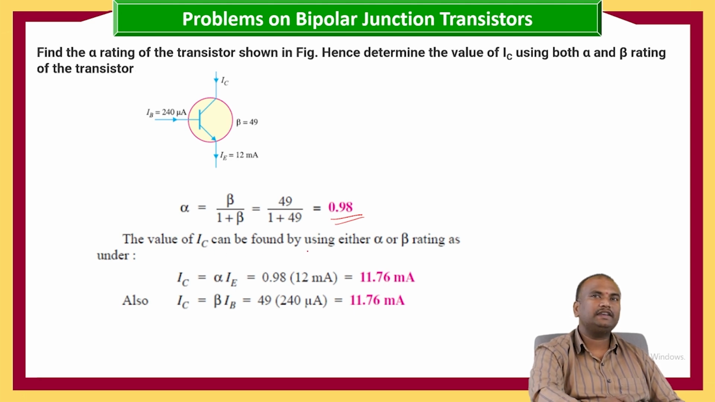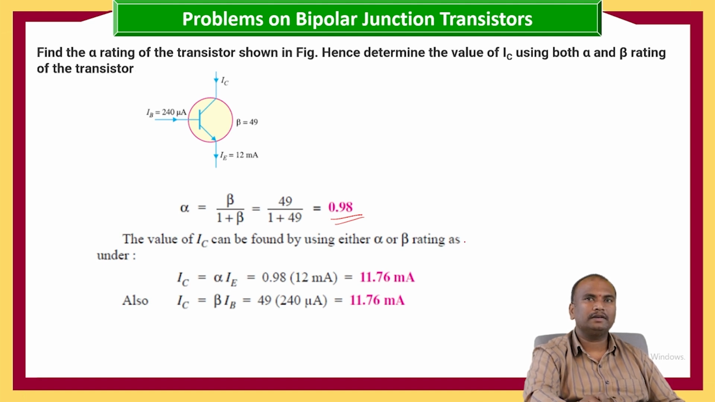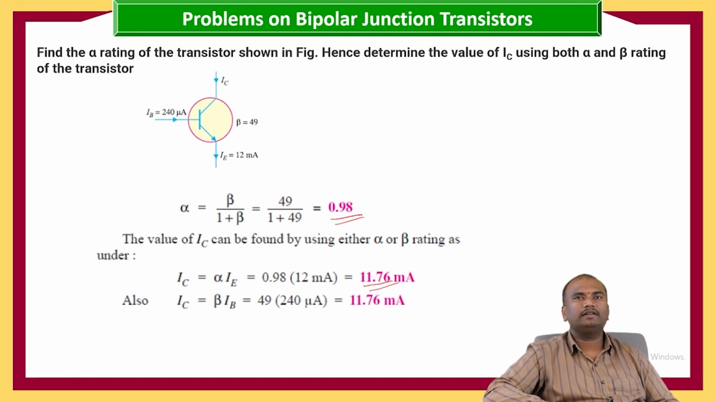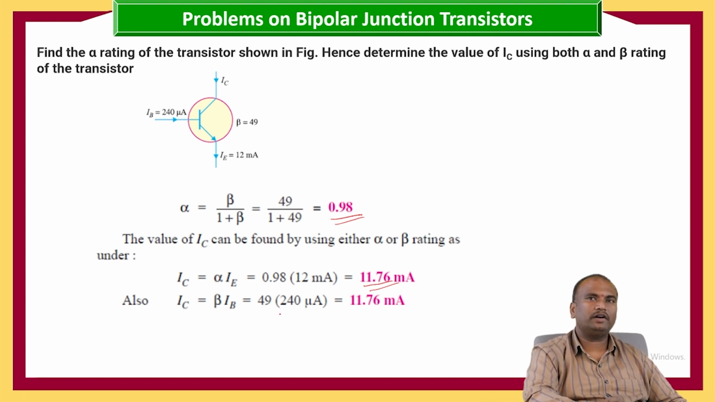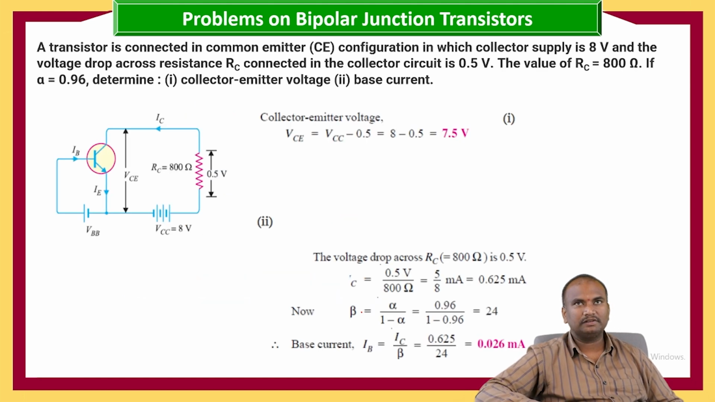The value of IC can be found by using either alpha or beta rating, as under. IC is equal to alpha into IE, that is 0.98 into 12 milliamperes, which is equal to 11.76 milliamperes. And we can also write this as IC is equal to beta into IB, that is 49 into 240 microamperes, which is equal to 11.76 milliamperes.